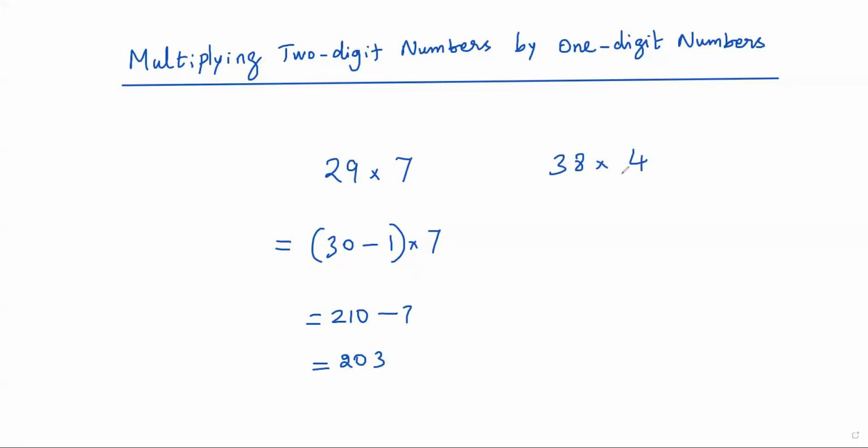38 times 4. 38 can be written as 40 minus 2 because it's very close to the round figure 40. 4 times 40 is 160. 4 times 2 is 8. When you subtract 8 from 160, it will be 152.